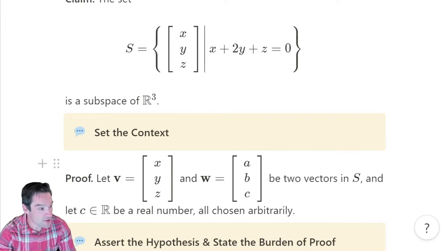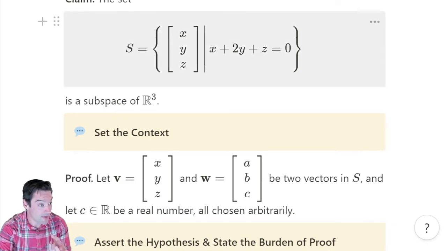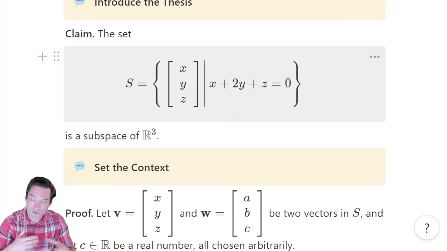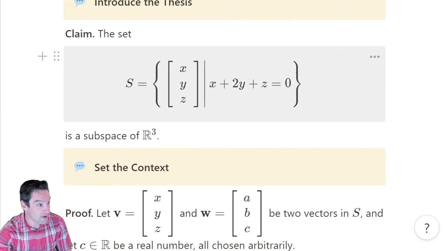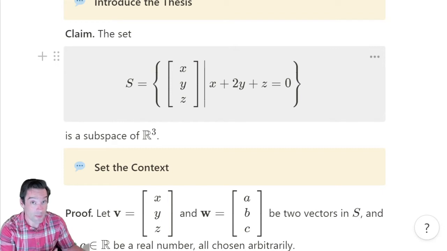Actually, I'm going to change notation just a little bit, because I think that one of the places where it's really easy to get turned around when you use definitions is that the x, the y, and the z that are a part of the definition of our set up here, those are just placeholders. We could have called them anything we want to, right? I could have called this i, j, and k, such that i plus 2j plus k is equal to 0. And I'd be describing the same set in the process.